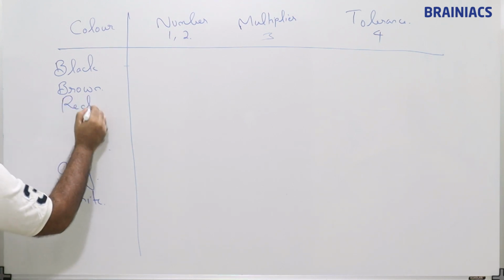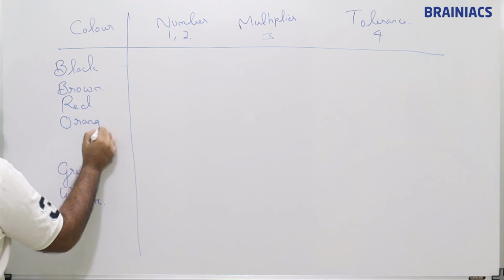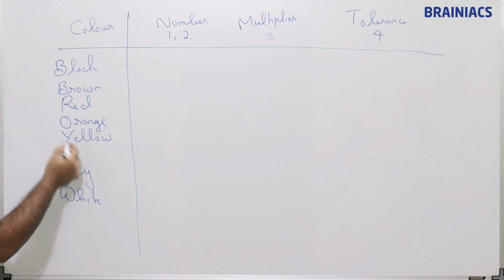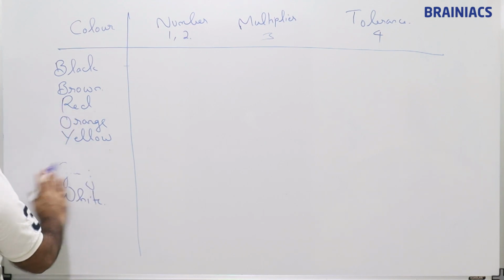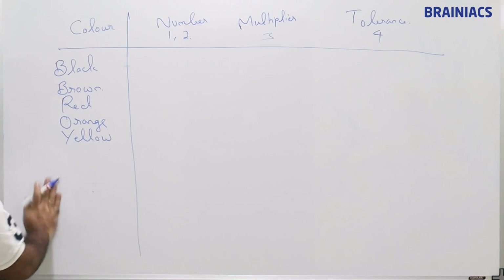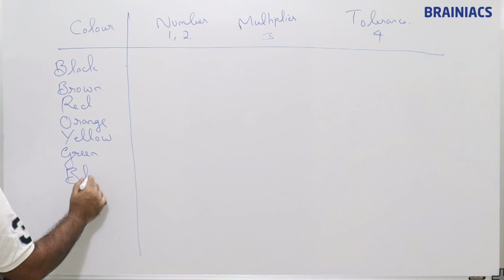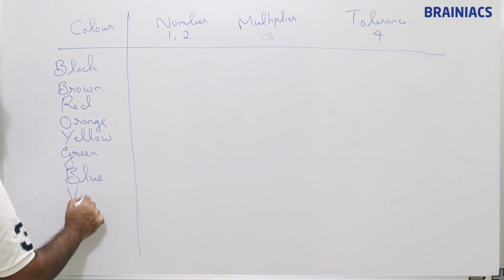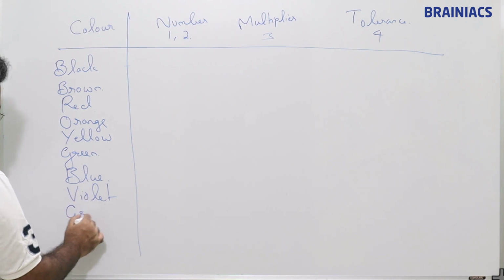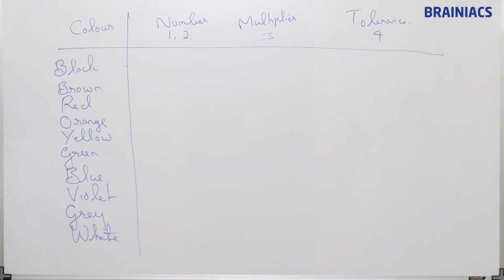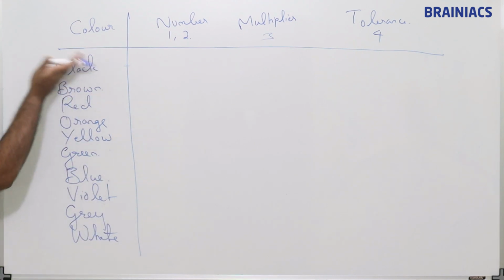Red, orange, yellow, green, blue, violet, gray, white. So these are the colors, 9 colors, right from white to black.